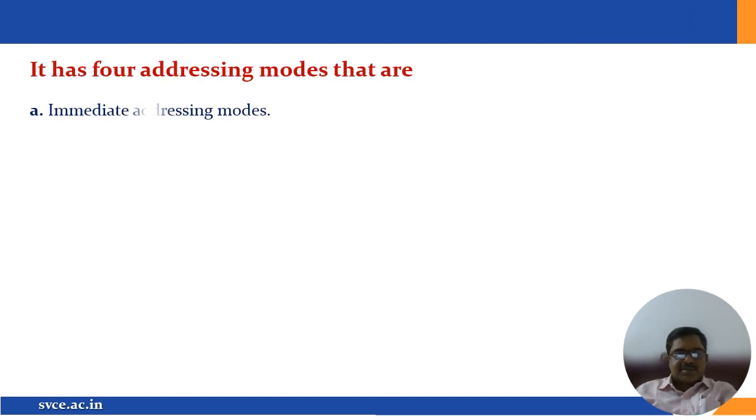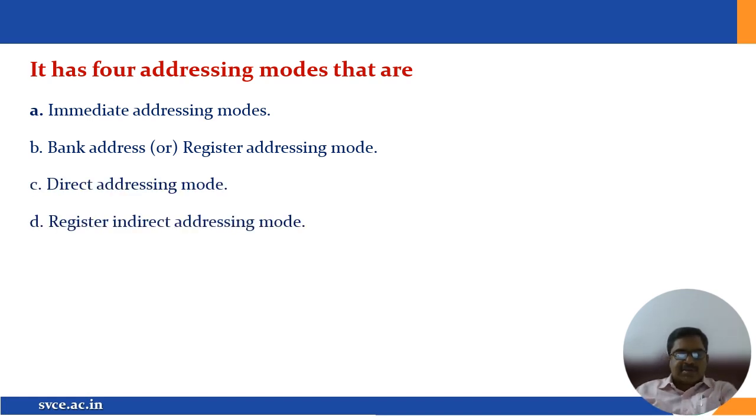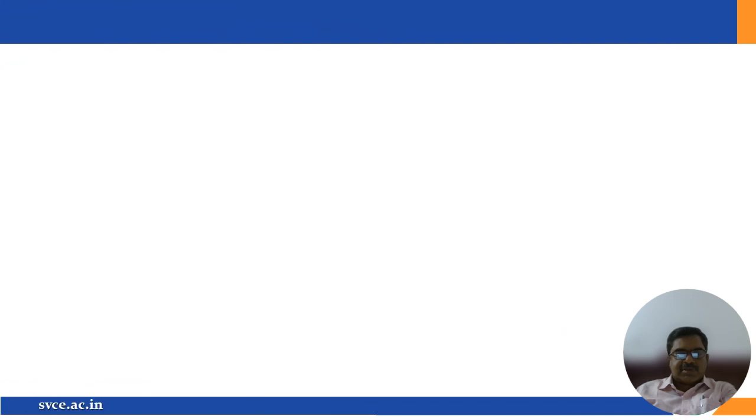It can carry data to different applications. It has four addressing modes. The microcontroller instructions are classified, or we can say processed during execution of a program, based on these four addressing modes. One is immediate addressing mode, then bank address or register addressing mode, direct addressing mode, and register indirect addressing mode. These are the four modes.